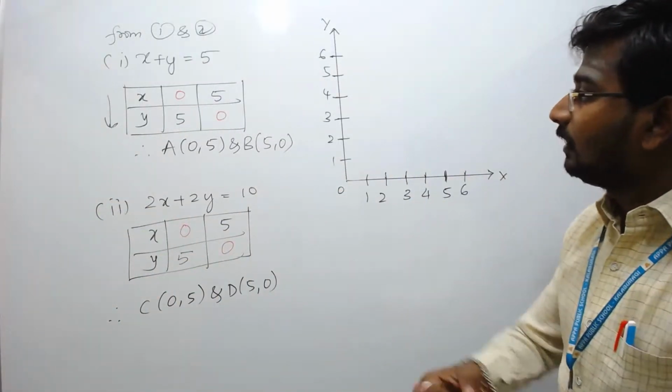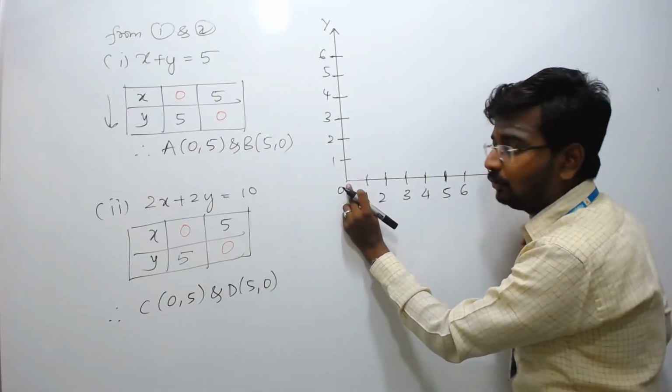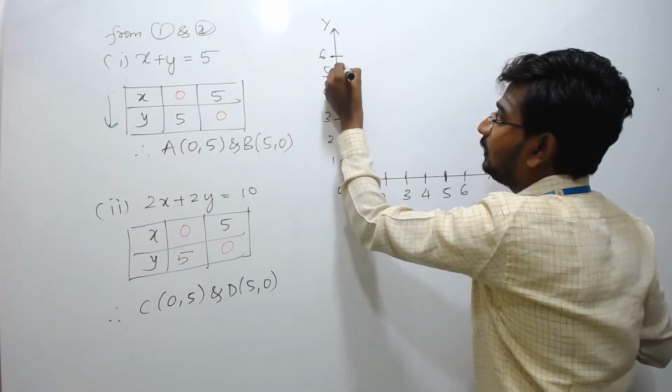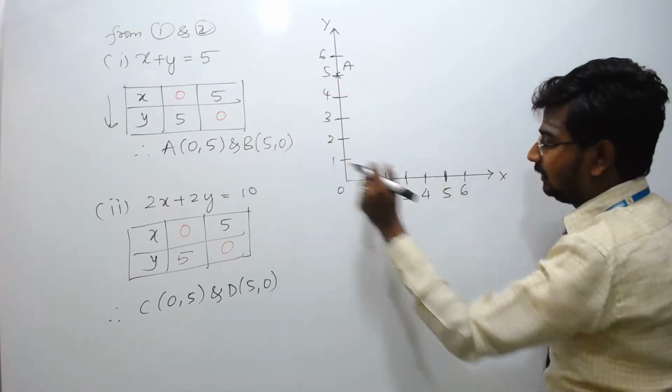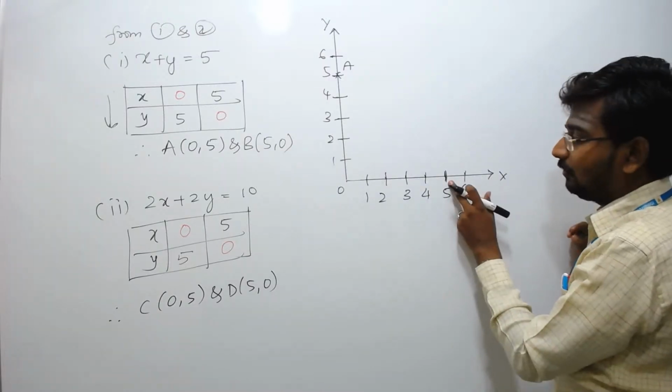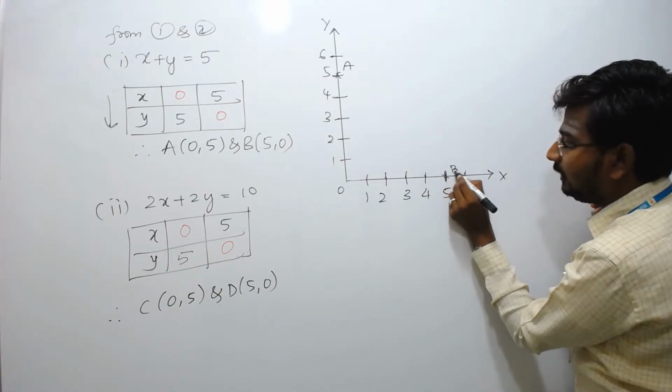Let me see. Point A is (0, 5), which means the X value is 0 and the Y value is 5. So here will be point A. Point B is the same way: the X value is now 5 and the Y value is 0. So this will be point B.